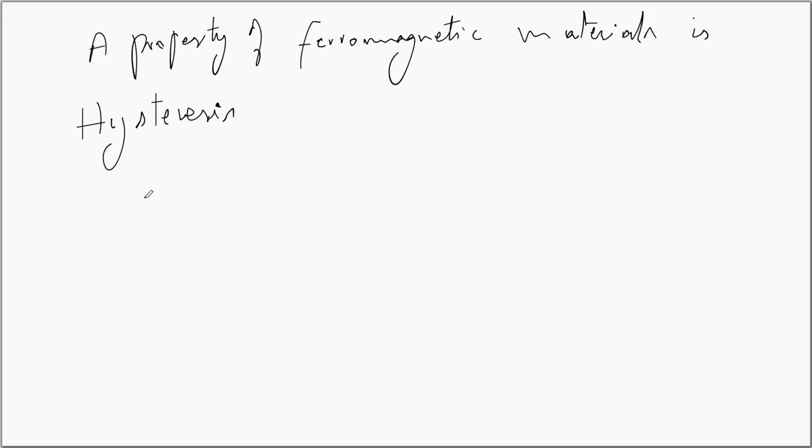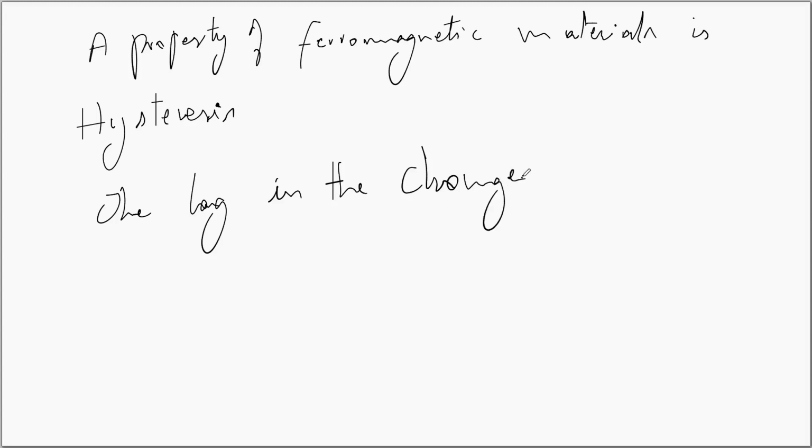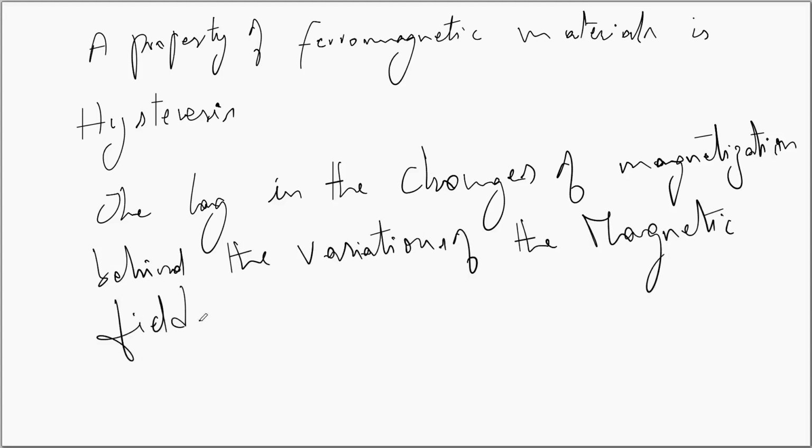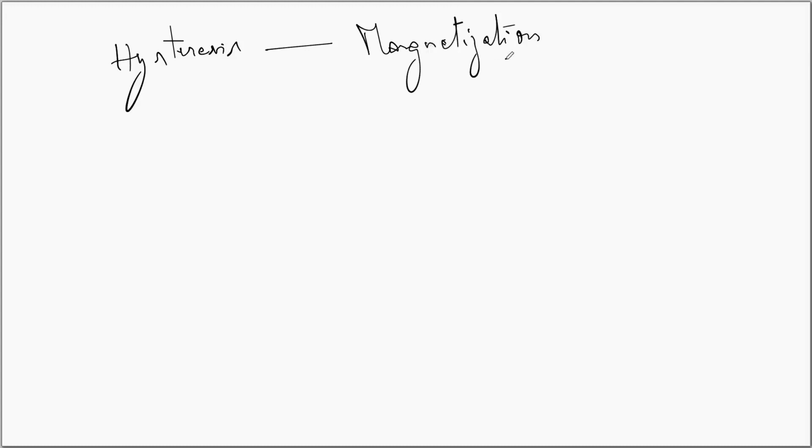It is defined as the lag in the changes of magnetization behind variations of the magnetic field. Because of hysteresis, the magnetization of a ferromagnetic material depends not only on the strength of the magnetic field that produces the magnetization, and also on the magnetization history of the material. In fact, it explains the magnetization of an unmagnetized ferromagnetic material.